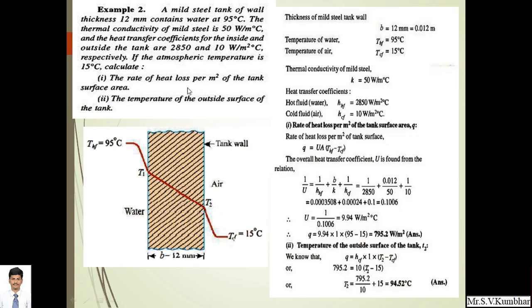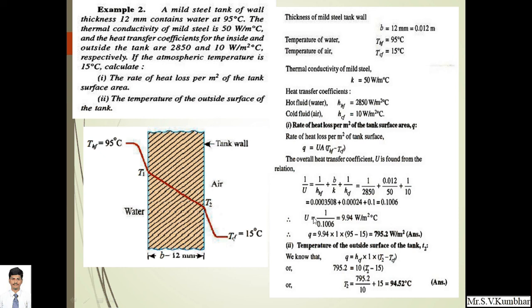So this is the method to find the rate of heat loss per meter square, given as Q is equal to UA (THF minus TCF), where U is the overall heat transfer coefficient, that is conductive resistance plus convective resistance. So 1 upon U is equal to 1 upon HHF plus B upon K plus 1 upon HCF. HHF is given as 2850, put it. B is 12 mm, in meter that is 0.012 divided by 50, that is the thermal conductivity, plus 1 upon 10.